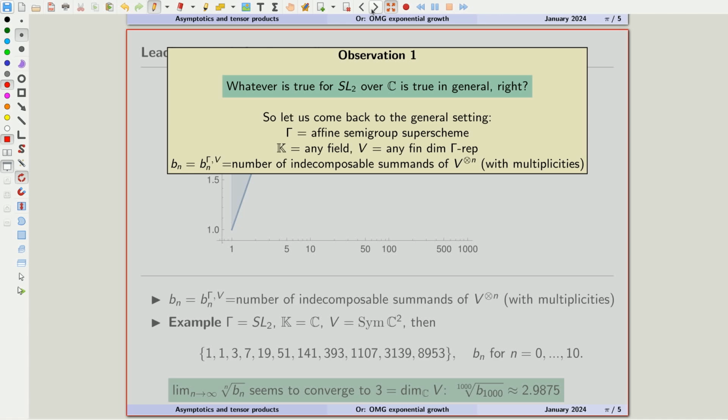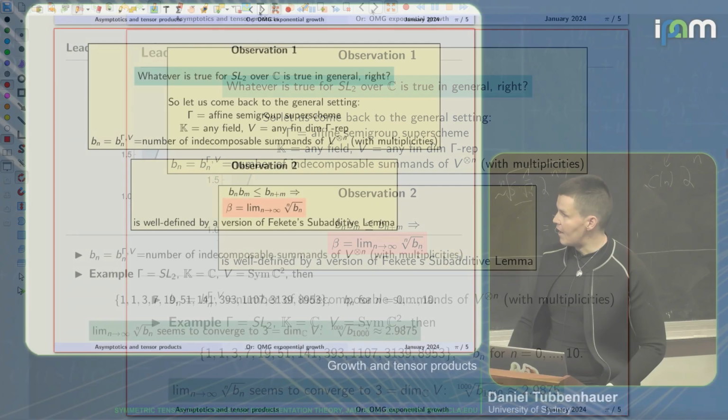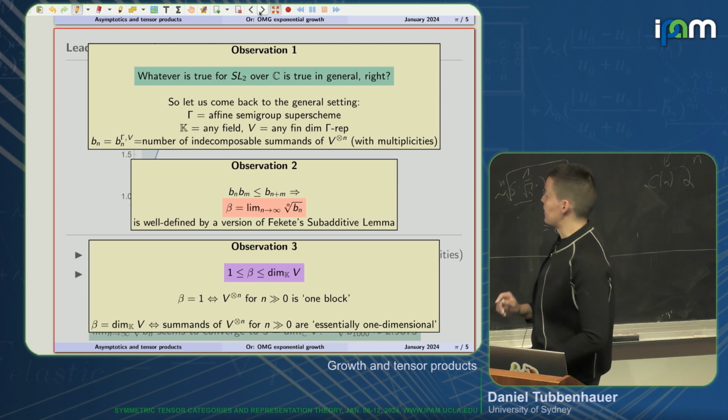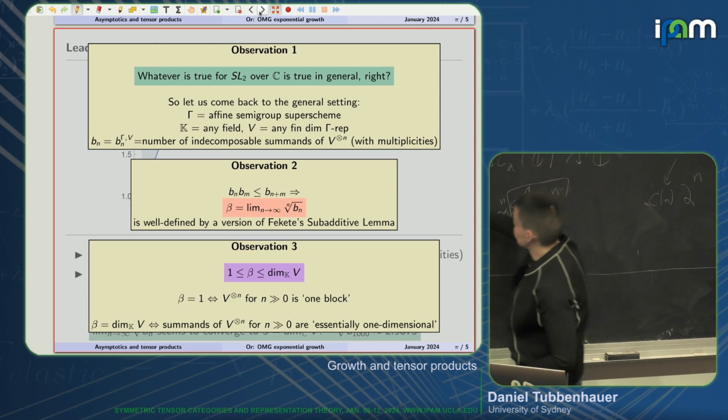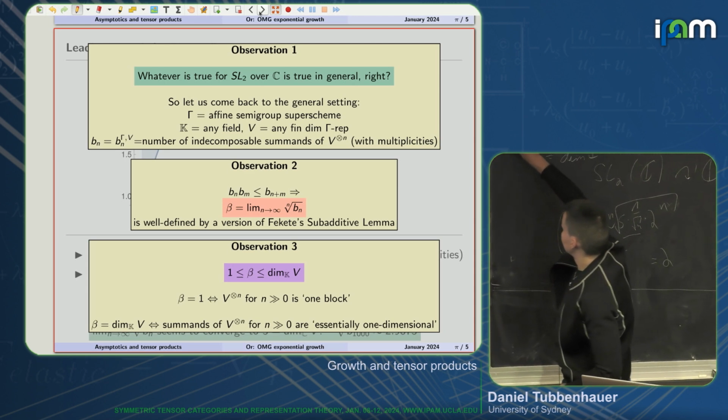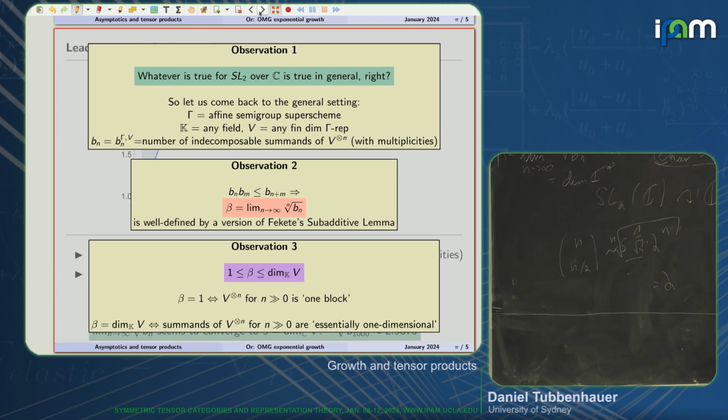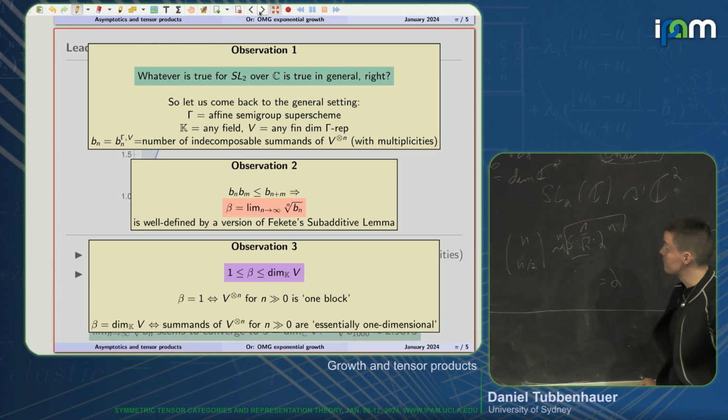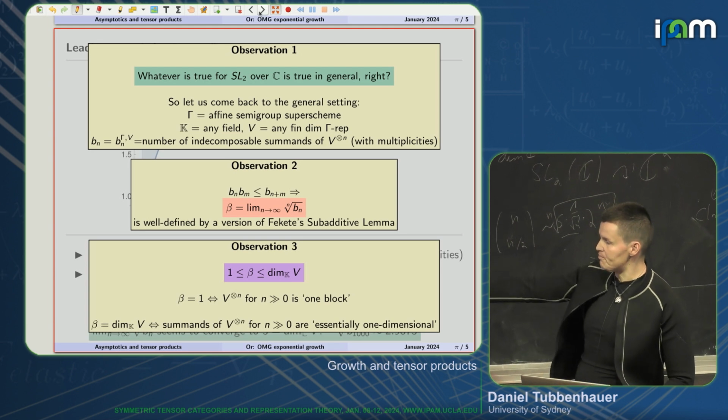So let's say you take, well, an affine semigroup superscheme, whatever. Take a group and ask the same question. A general group, not just a finite group, what is the number of indecomposable summands? You can easily see that this number that I call beta, which is this limit, exists; it follows by submultiplicativity in this case. And you ask the question, what is this limit beta?